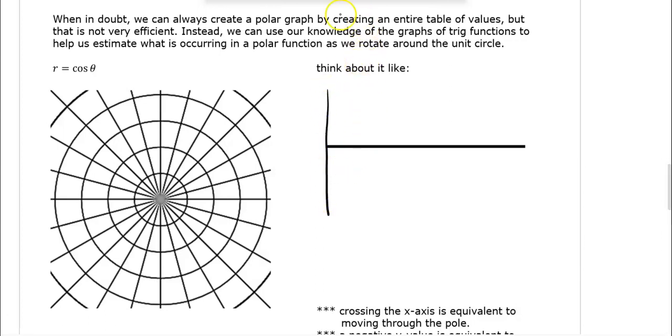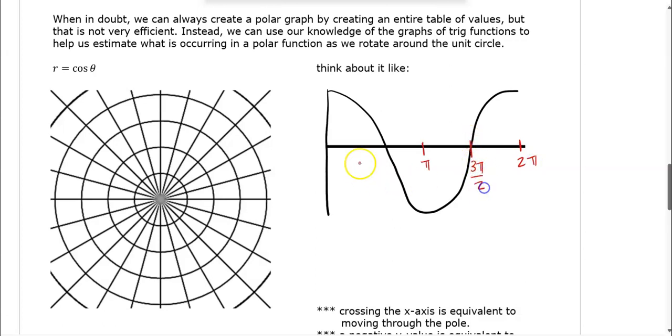And so cosine, remember, starts at 1, goes down to -1, comes back up to 1. So what I'm going to have here is this would be pi, this would be my 2 pi, and right here where it crosses is going to be 3 pi over 2, and right here where it also crosses is going to be pi over 2. So I'm going to have these values right here.